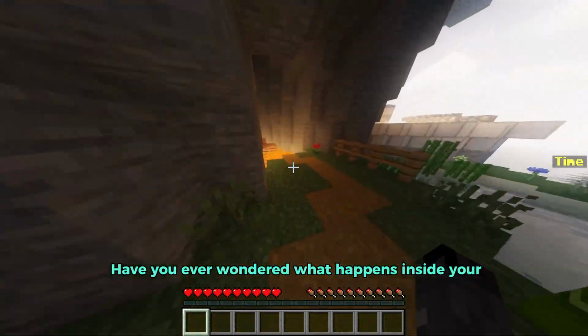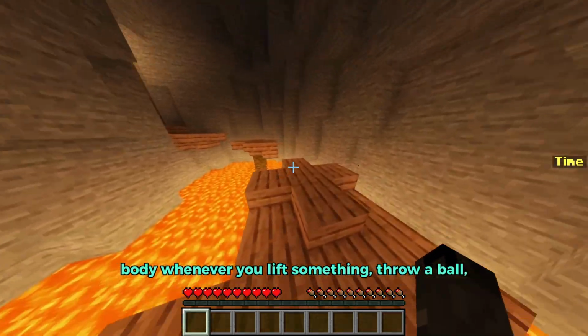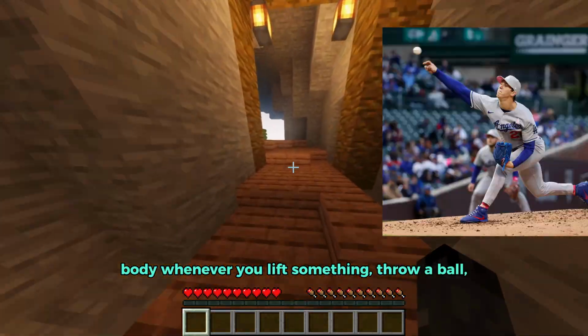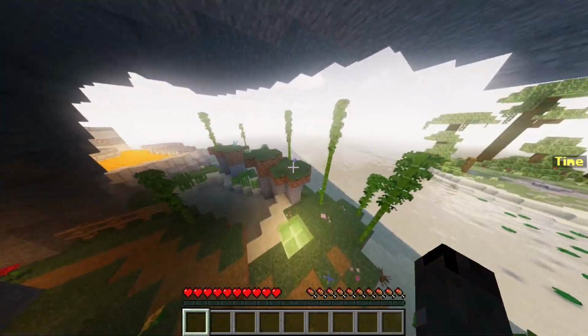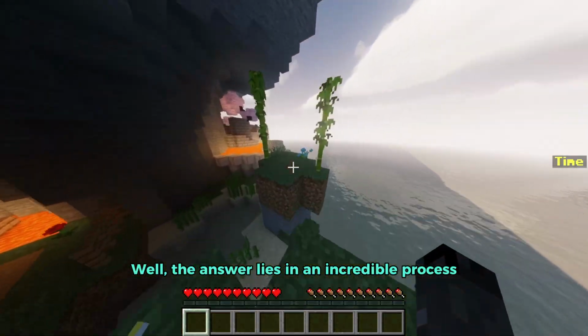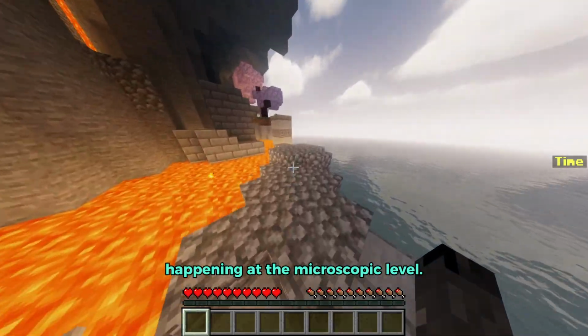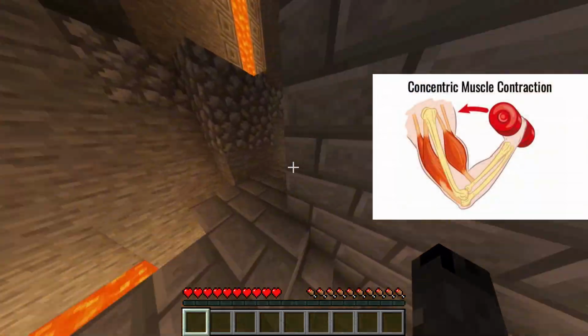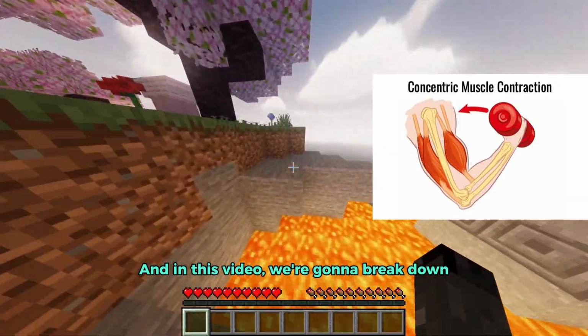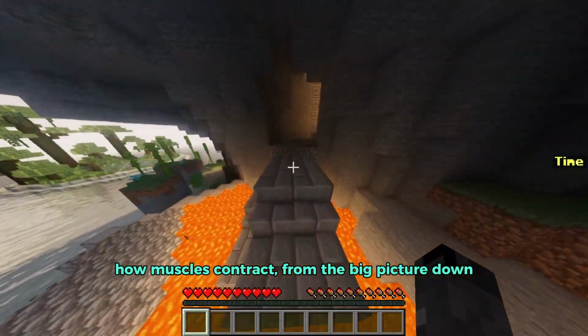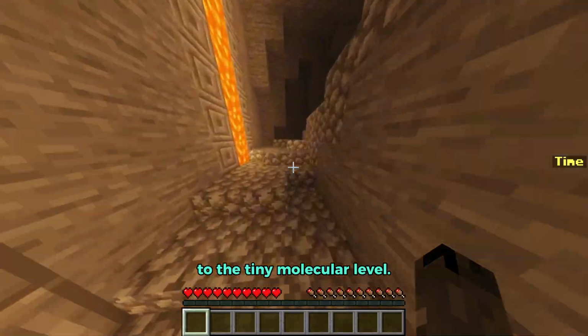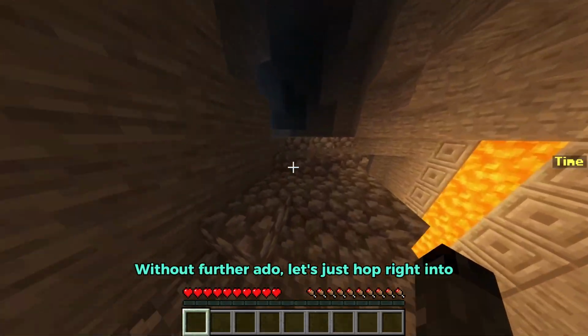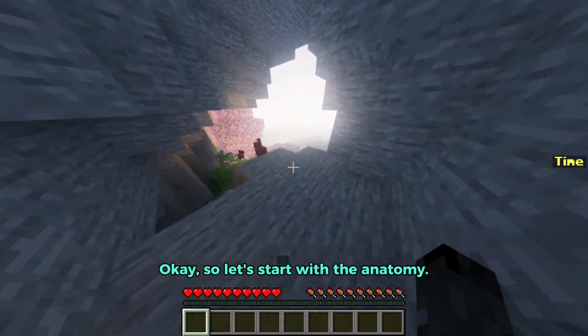Have you ever wondered what happens inside your body whenever you lift something, throw a ball, or even just take a step? Well, the answer lies in an incredible process happening at the microscopic level, muscle contraction. And in this video, we're going to break down how muscles contract, from the big picture down to the tiny molecular level. And without further ado, let's just hop right into this video.